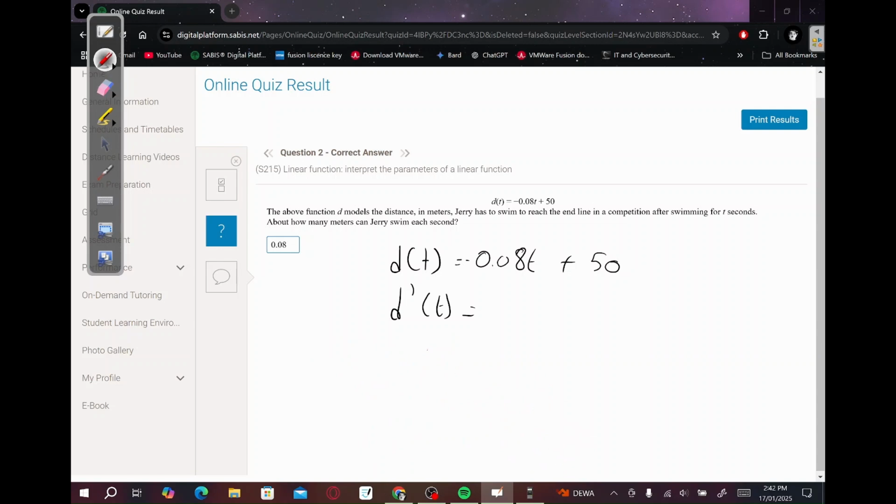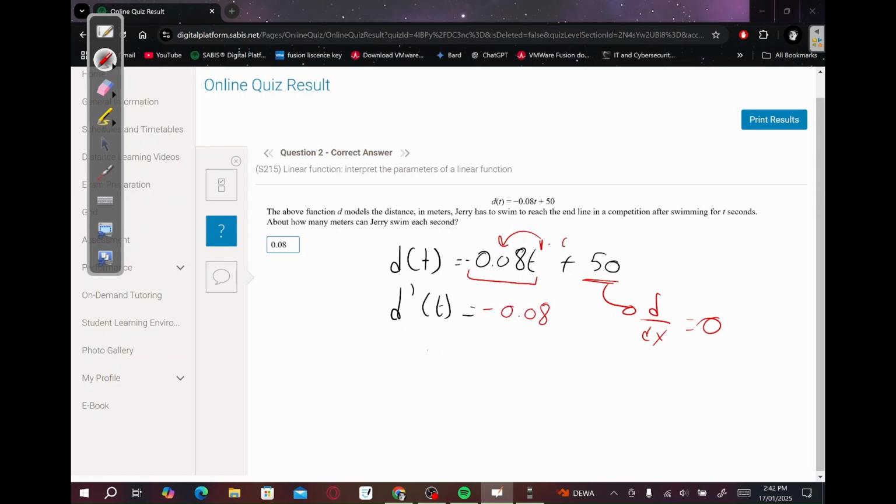Keep in mind, by the way, a derivative of a constant is always 0. So this one, d over dx is equal to 0, right? This one, this derivative, this is to the power of 1, right? So we multiply by the power of 1, so it's going to be negative 0.08.